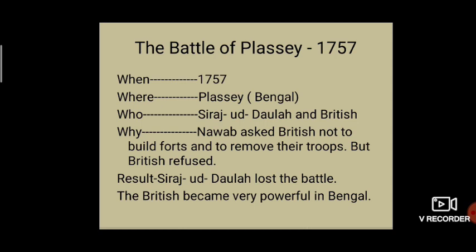And what was the reason for the battle? Why did Sirajuddaula, Nawab of Bengal, fight with the Britishers? Because the Nawab asked the Britishers not to build houses, not to build forts. As I told you in the previous slides, the Britishers started building forts. They started maintaining armies in the name of protecting their godowns. So the Nawab told them to stop. The Nawab asked the Britishers not to build forts and to remove their troops. Troops means soldiers. To remove their armies. But the Britishers refused. They refused to do so. So this was the reason for their fight.